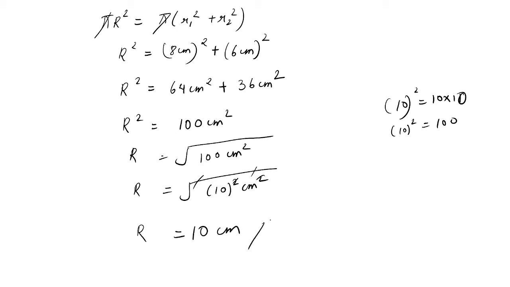Okay, so you write the conclusion. Therefore the radius of the circle having area equal to the sum of the areas of the two circles is equal to 10 centimeter. You can write that. Okay, now we'll go with the third question.